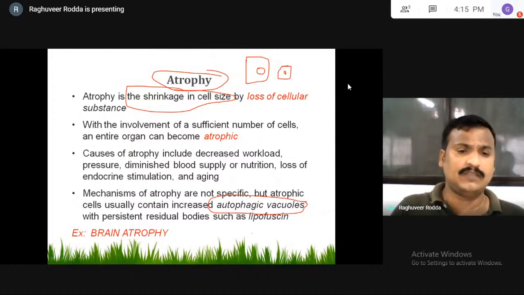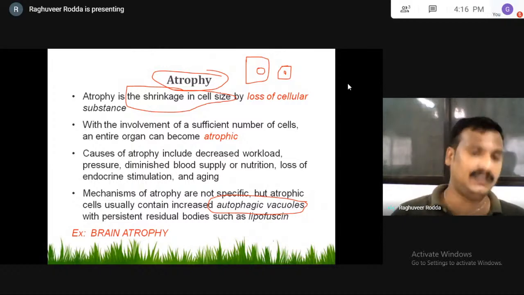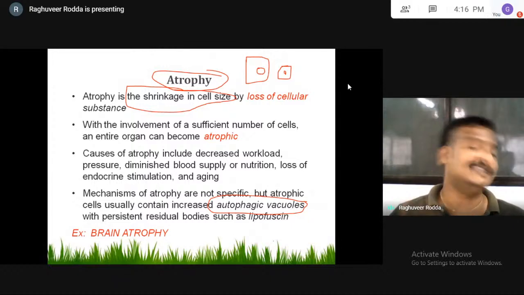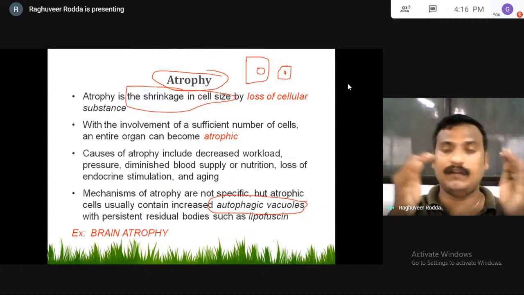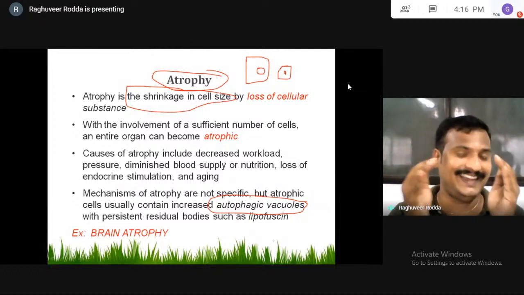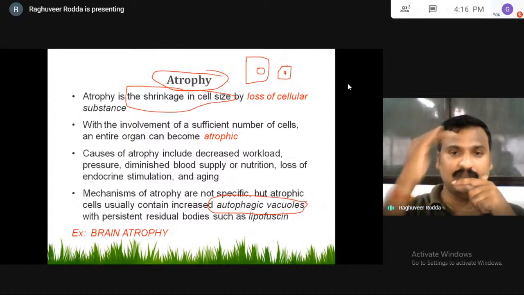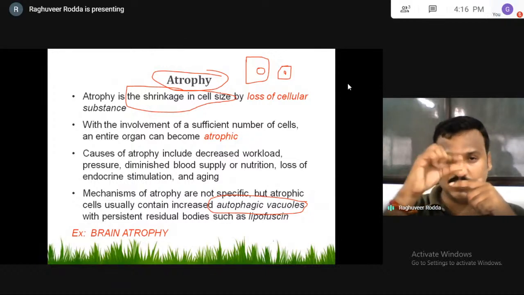The classic example is brain atrophy. Whenever persons are in a coma, the brain does not work normally and brain activities are completely reduced. In that condition, if you go for an MRI scan of the brain, the brain will be observed as smaller in structure, and there is a clear-cut gap between the innermost layer of the skull and the outermost layer of the brain. There is a huge potential gap observed.